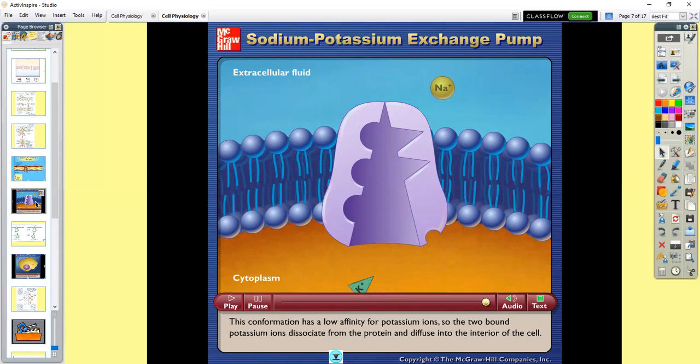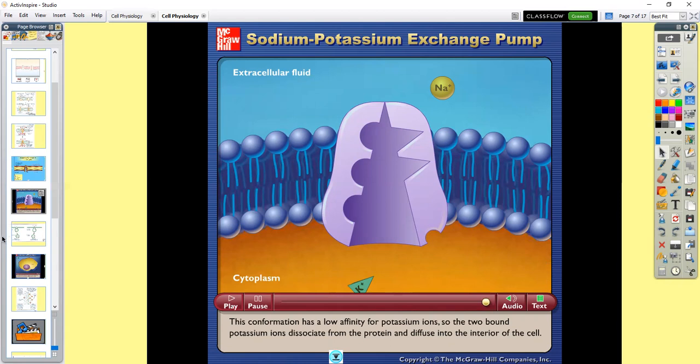Okay, so the key differences between diffusion, either simple or facilitated, and active transport are that with active transport, substances are moved against the concentration gradient, so from a low concentration to a high concentration. The second difference is that it requires ATP, so it requires energy to be able to change the shape of the protein, or allow the protein to move them against that concentration gradient.